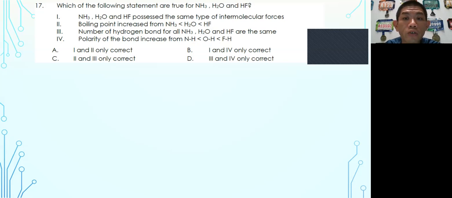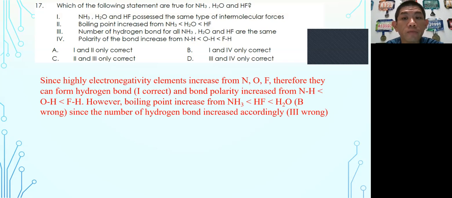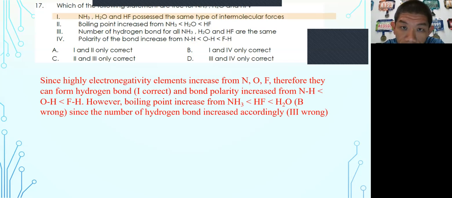Which of the following statements are true for NH3, H2O, and HF? Number 1, NH3, H2O, and HF possess the same type of intermolecular forces, which is true because all of them have hydrogen bond. Number 2, boiling point order increases in order of NH3, H2O, and HF, which is not true. The real order is H2O is supposed to have a higher boiling point than HF. Okay, so number 2 is not correct.